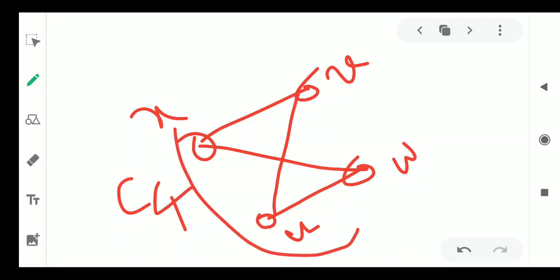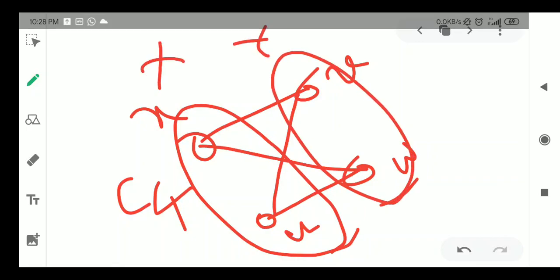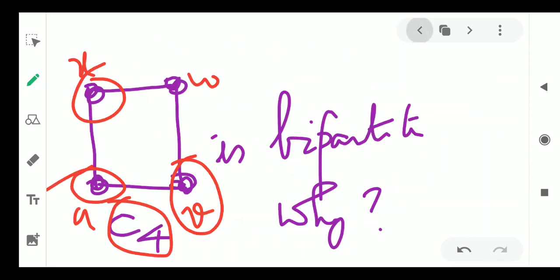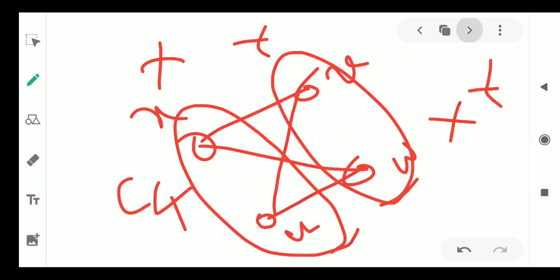Therefore, this will form one set, and this will form another set. Therefore, this is X and this is Y. X and Y are called partite sets for V. And generally, if we have a bipartite graph with partite sets X and Y, it is denoted by G of X, Y.